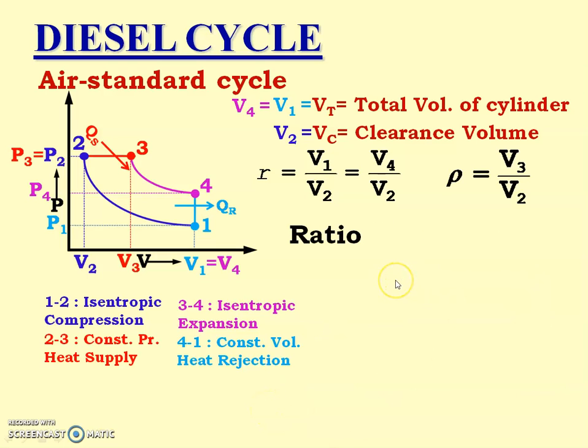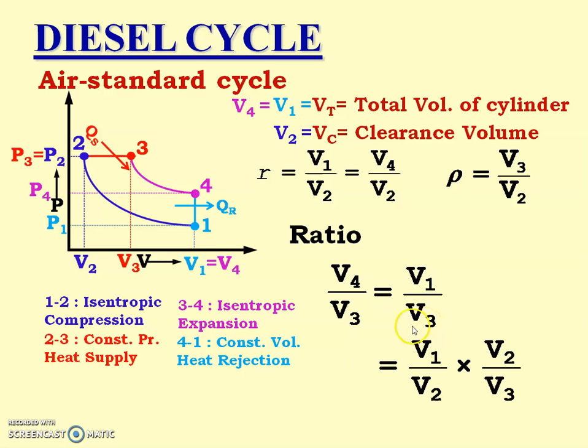Now we are going to define another ratio, that is V4 by V3. V4 by V3 can be written as V1 by V3, because V4 is equal to V1. Now instead of V1 by V3 we can write V1 divided by V2 multiplied by V2 by V3. So we have divided and multiplied by V2. So it is V1 by V2 multiplied by V2 by V3. What is V1 by V2? V1 by V2 is R. So instead of V1 by V2 we can put R.